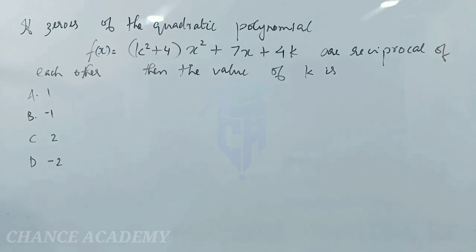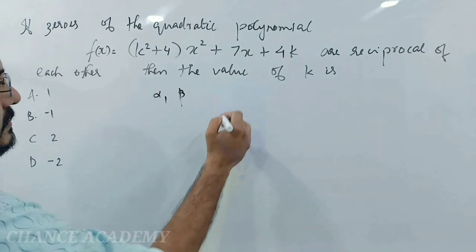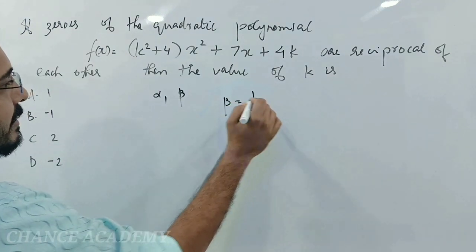Next question, if zeros of the quadratic polynomial f of x is equal to x square plus 4 into x square plus 7x plus 4k are reciprocal of each other, then the value of k is. So in this question, it's given that the zeros of the quadratic polynomial are reciprocal. So let alpha and beta be the zeros. So from the question, it's clear that beta can be taken as 1 by alpha.